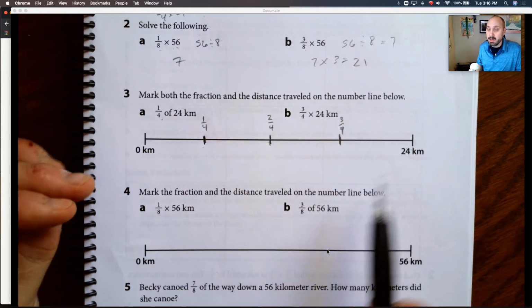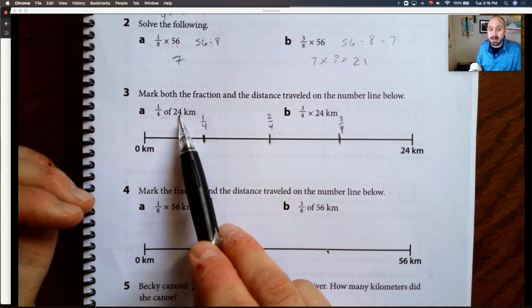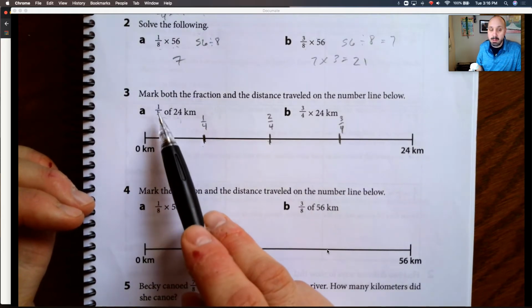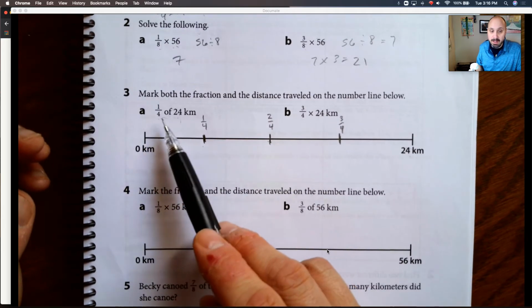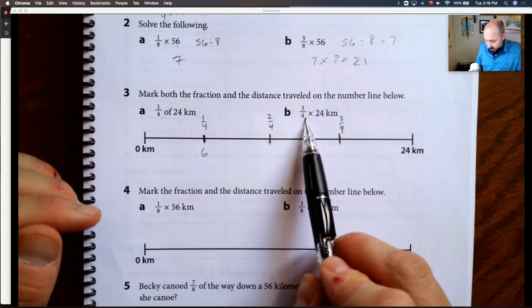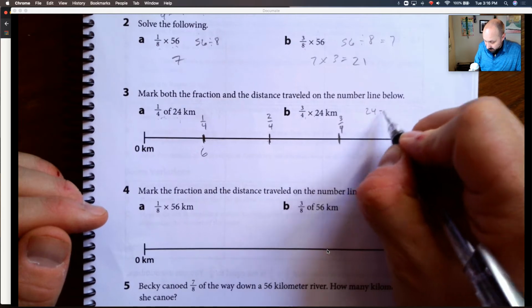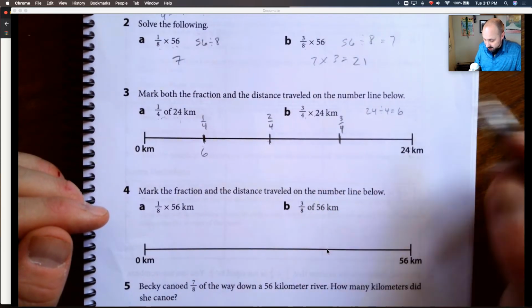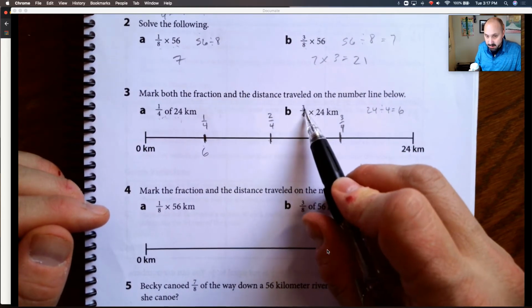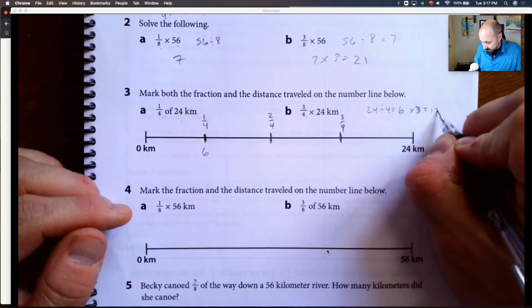Now I need to mark the kilometers that we're going. So I remember that 1/4 of 24 is the same as saying 24 divided by 4 times 1, but 24 divided by 4 is 6. And 3/4 times 24 is 24 divided by 4 is 6 times 3. And that's 18.